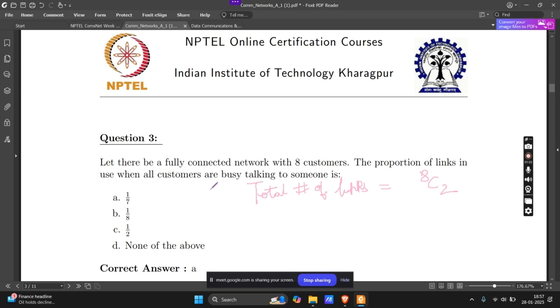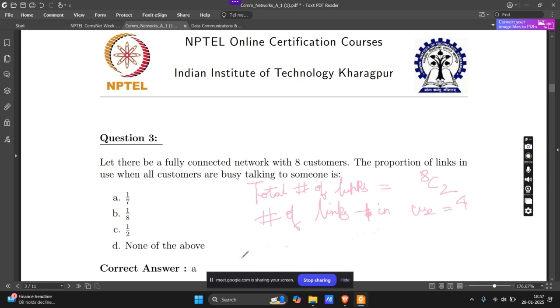Like that, E and F, G and H. So 8 customers are 2, 2, 2, 2. A and B are talking, C and D are talking, E and F are talking, G and H are talking. So 4 pairs are there. So 4 pairs means how many links in use? 4. One person can talk to another person only. He cannot talk to two persons, right? So the number of links in use is just 4.